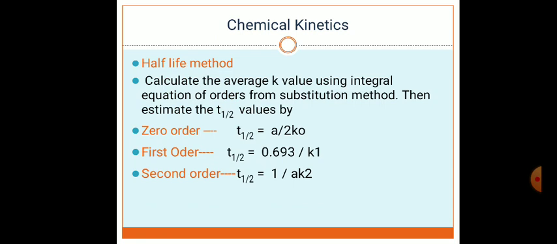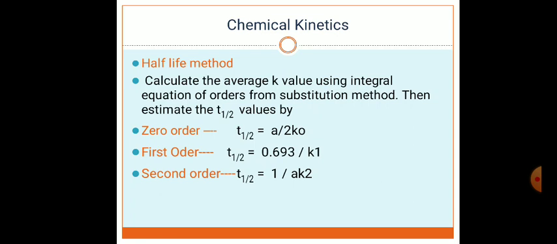Calculate the average K value using the data for zero, first and second order as given in the substitution method or graphic method, then estimate the t-half value for each time period in the kinetic study. The equations are as follows. Zero order, t-half is equal to A by 2K0. For first order, t-half is equal to 0.693 divided by K1, and t-half for second order reaction is 1 by AK2, where K0, K1 and K2 are the rate constants.